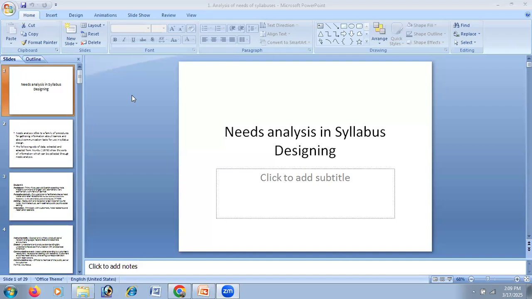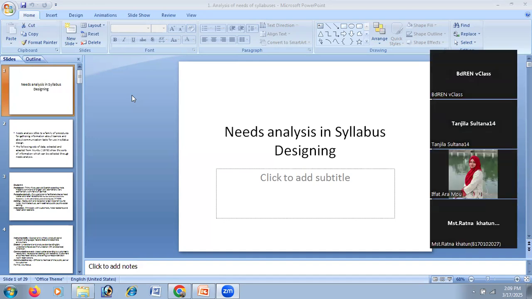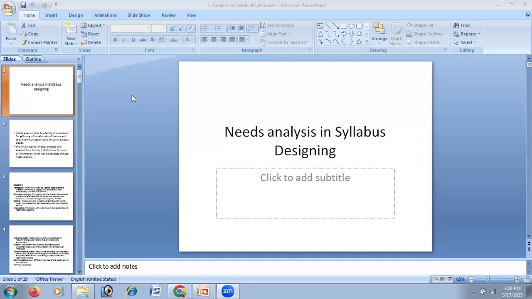Okay, so today we will be talking on needs analysis in syllabus designing. Syllabus designing is an important aspect regarding effective teaching and effective delivery of academic accomplishment. In this regard, we have to analyze the needs.